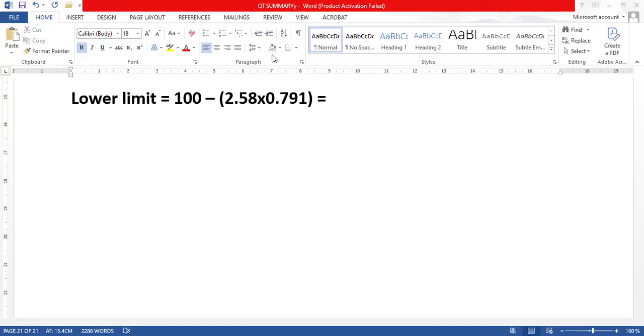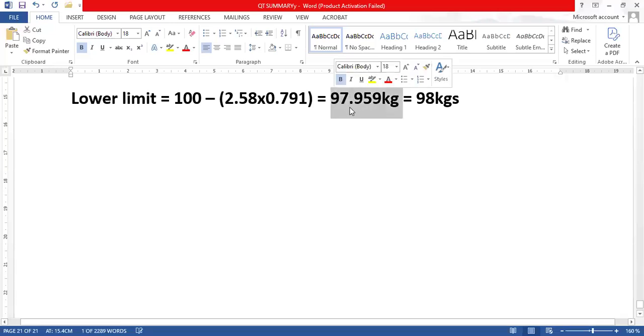It is 97.959. Remember, these are kgs. So this is approximately equal to what? You can first write this figure, then you say approximately equal to 98 kgs. But first write this.